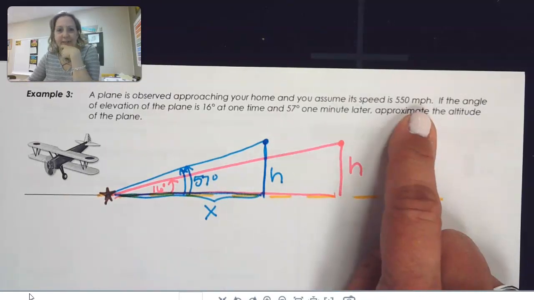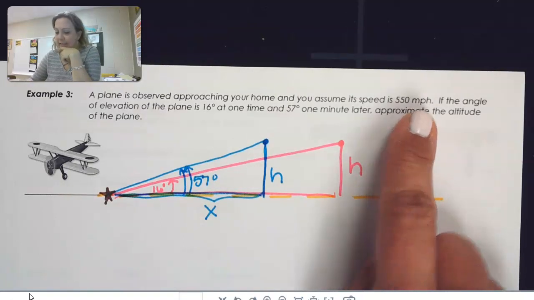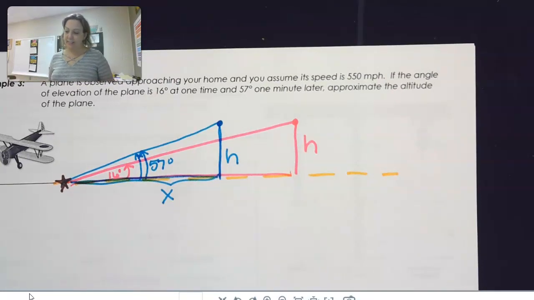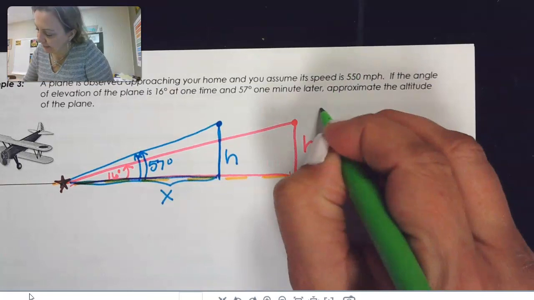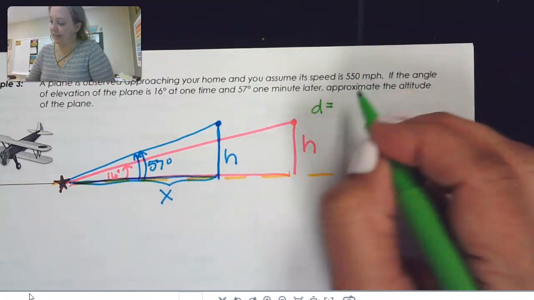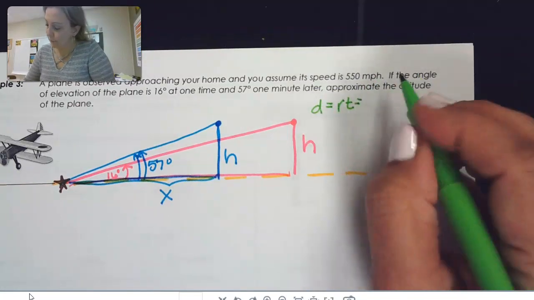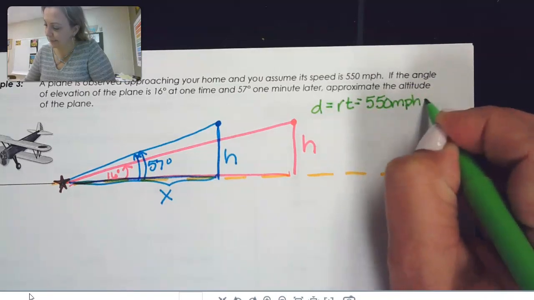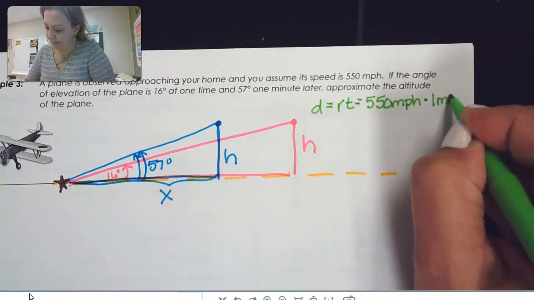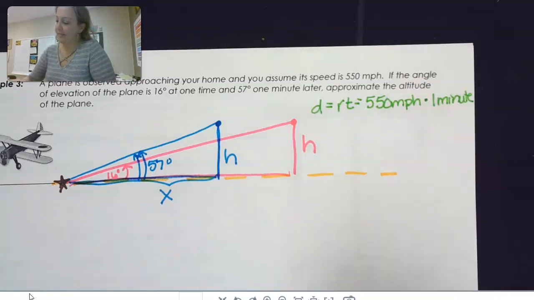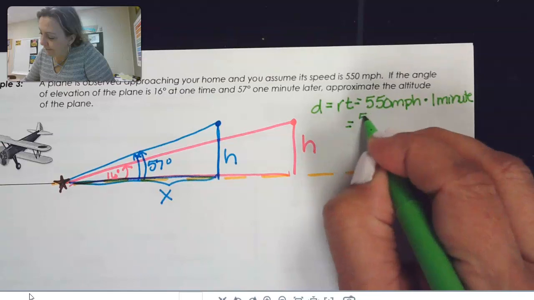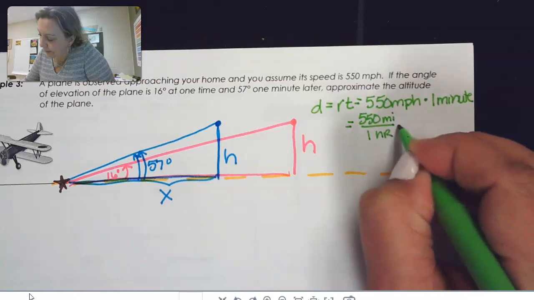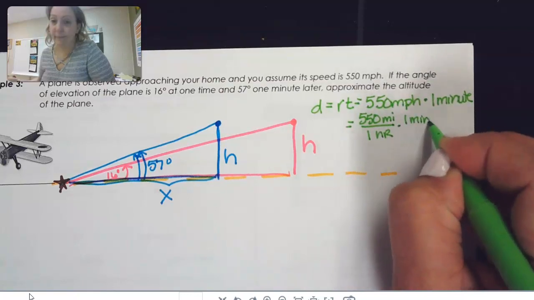Because we know its speed is 550 miles per hour, and we know that this happened 1 minute later. And so if we think about what that little distance is going to be, we can say that our distance we know is rate times time. So that's going to be 550 miles per hour times the time, which is 1 minute. The issue is the units. We have 550 miles in 1 hour, but our time is 1 minute.